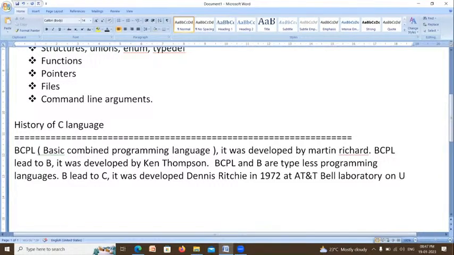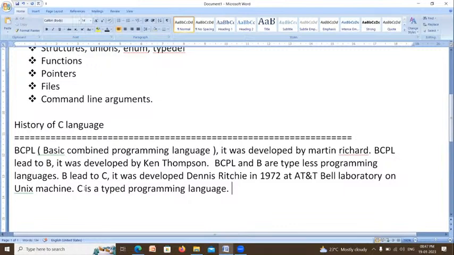On a computer which is having Unix operating system, on a Unix machine. Actually, C supports data types. So C is a typed programming language. C is a typed programming language.